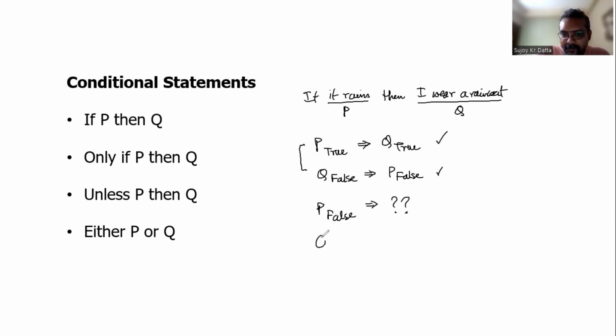And in the same way, if Q is true, that means I am wearing a raincoat. Why am I wearing a raincoat? If I'm wearing a raincoat, it does not mean that it is going to rain, or that it is raining. I can't say anything again.